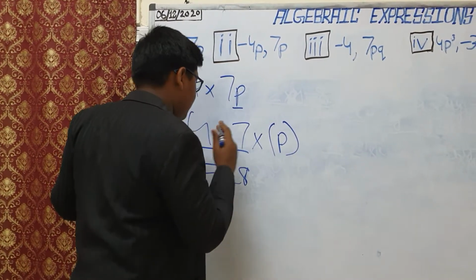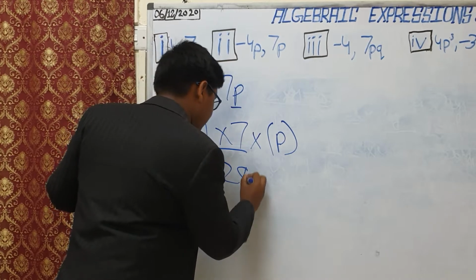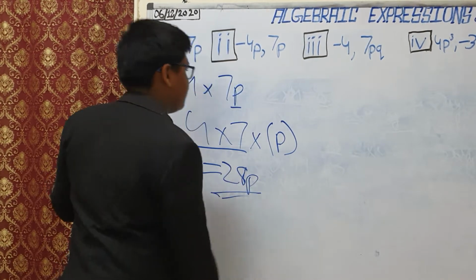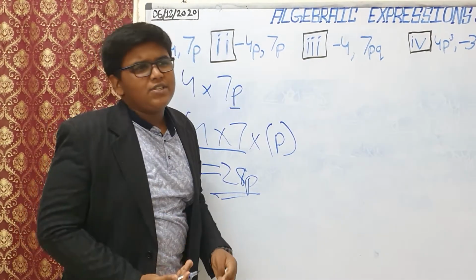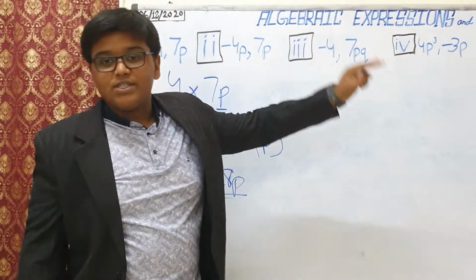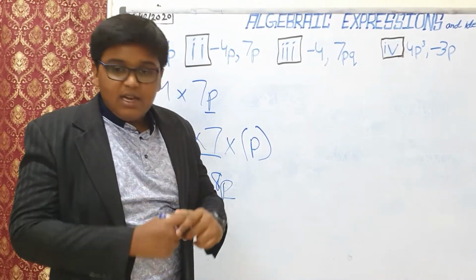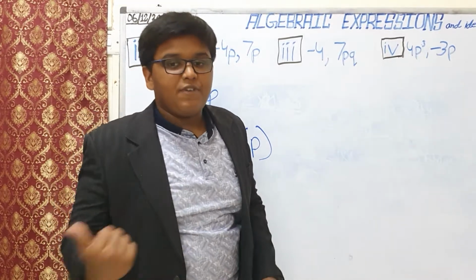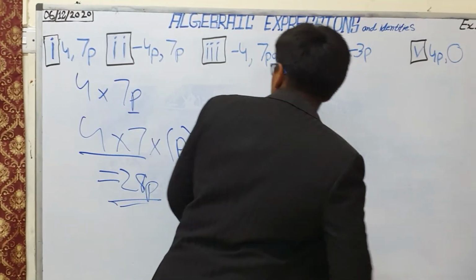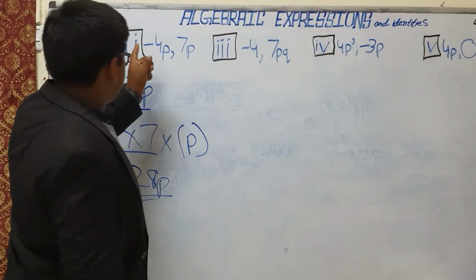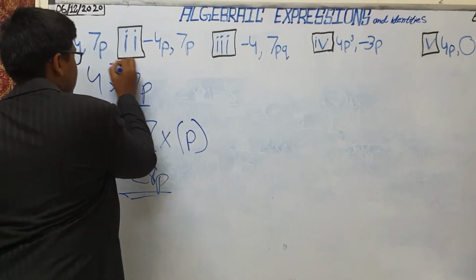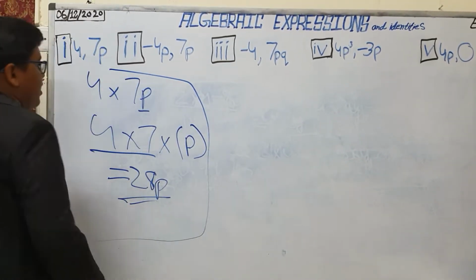So 28 into p is equal to p. So this is the answer for the first one. These are the simple questions. Exercise 2 is also a simple exercise, as exercise 9.1 was. Now the next question, I'm going to write it here.